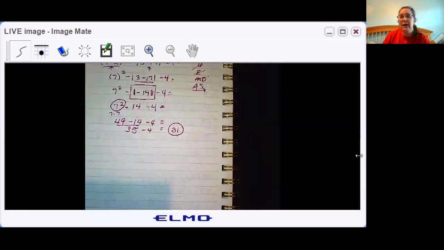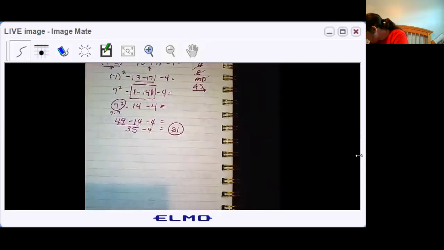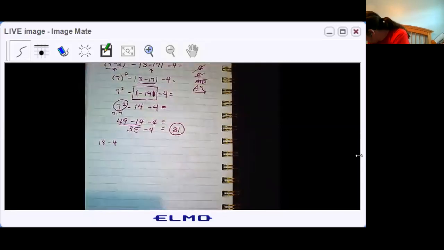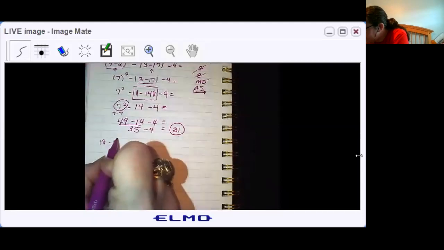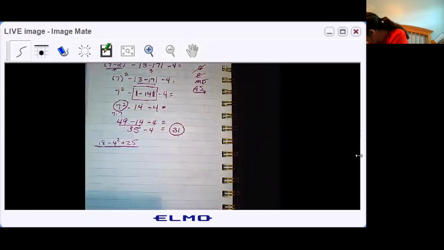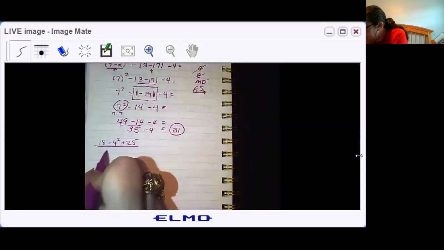Now, when we have order of operations, when we have a fraction, sometimes it looks super, super scary. But if you take it in small chunks, it's not as scary as it looks. So let me give you our fraction here. I have 18 minus 4 squared plus 25 over 28 minus 5 squared.